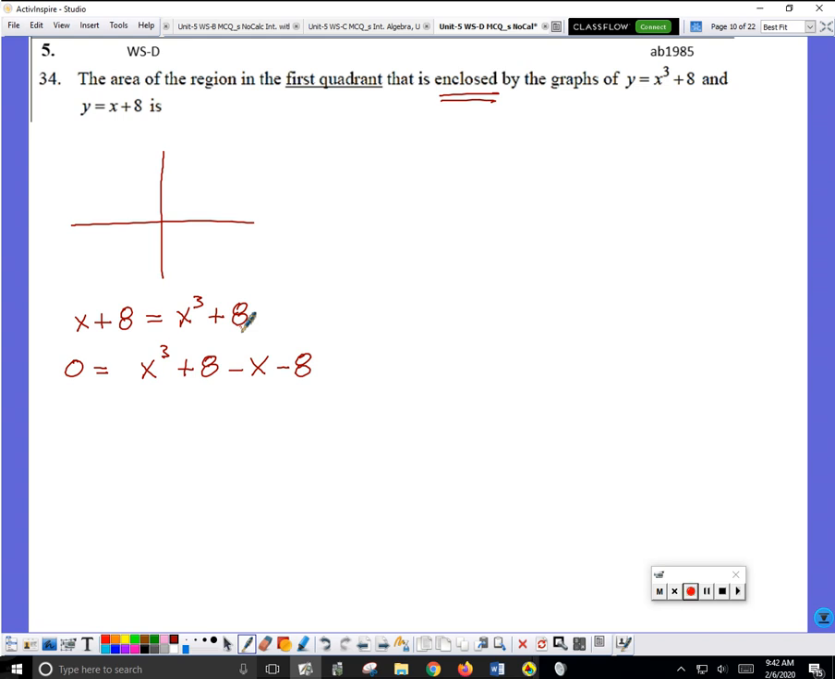Well, these add to make 0. So now I have this. And I want to factor. So I can factor out an x.